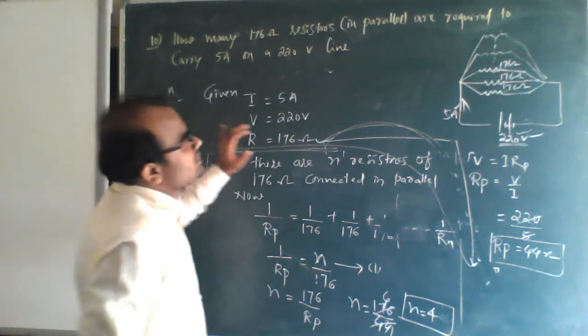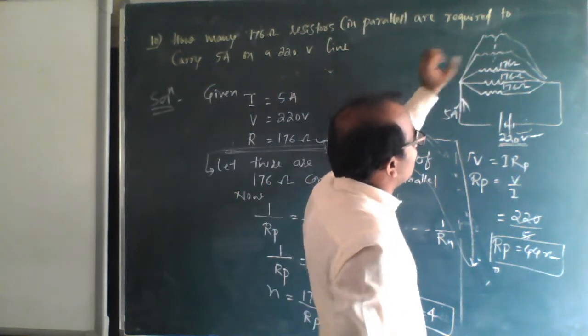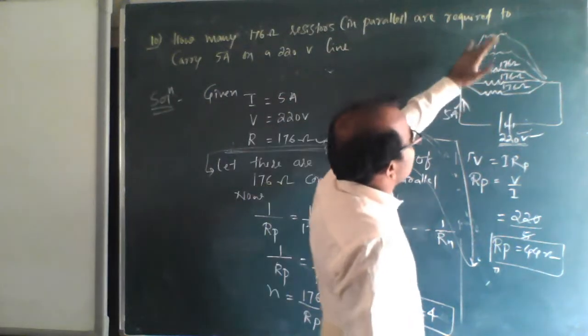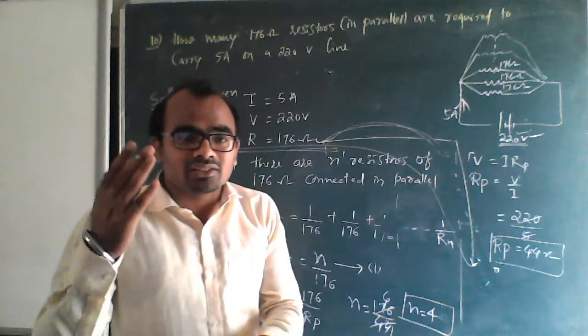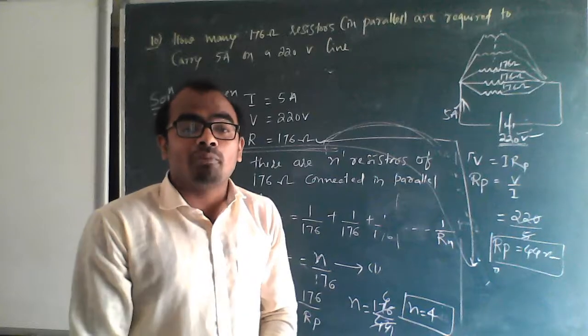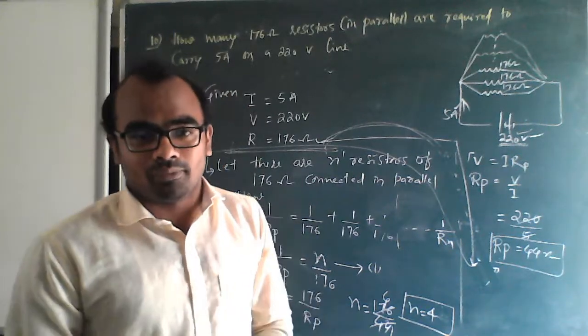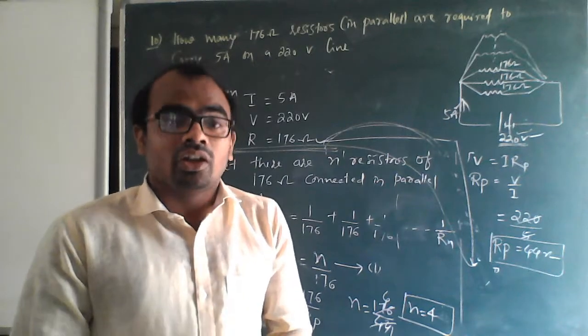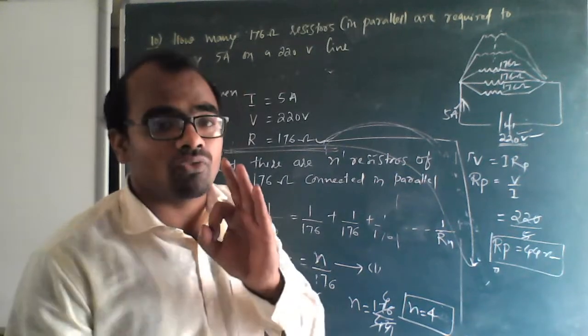Okay, n number of resistors are connected in parallel. They have asked for that n number. What is that n? How many resistors are connected in parallel? They have given current, voltage, and resistance, the resistance of one type.